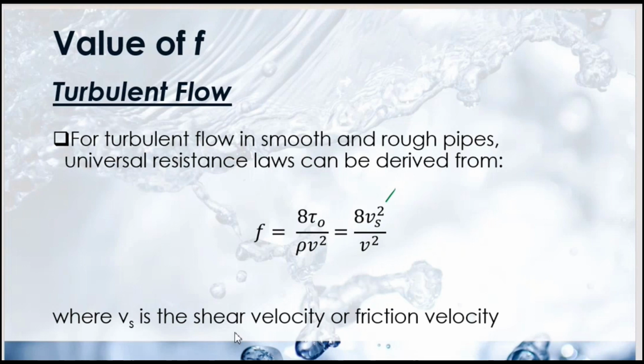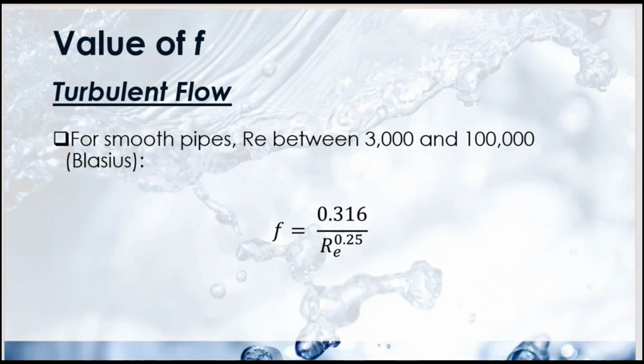Okay. So now we also have, in turbulent flow, if it is smooth pipes wherein the Reynolds number is between 3,000 and 100,000, so it is a turbulent flow, what we call the Blasius formula. This is 0.316 over Reynolds number raised to 0.25. This is the friction factor for smooth pipes having a Reynolds number between 3,000 to 100,000.